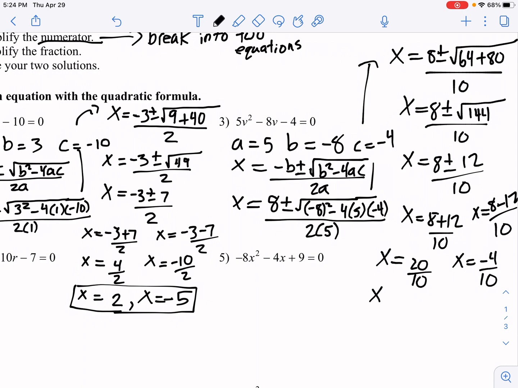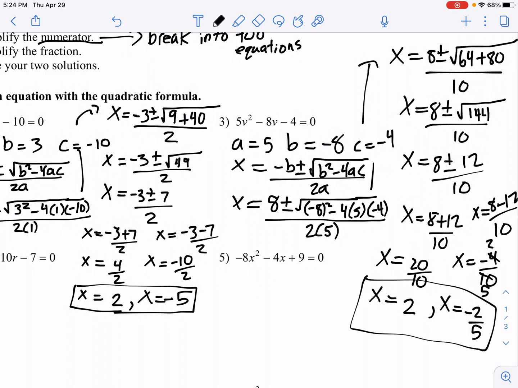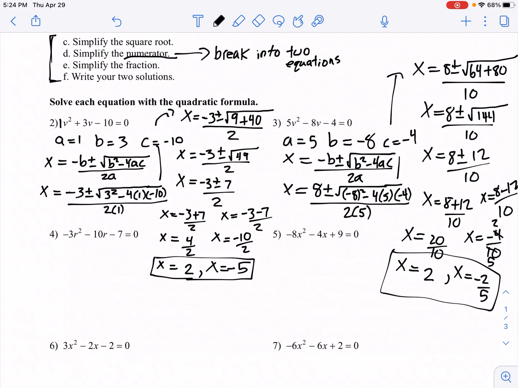So then we get x is equal to 20 divided by 10. Simplifying the fraction, we get 2. And then simplifying this guy, what goes into 4 and 10? 2 and 5, right? So we're going to end up with a negative 2 over 5. So 2 goes into both of these. 2 goes into 4 twice, and 2 goes into 10 5 times. Okay, so this would be our two solutions. All right, so those would be the more simple ones.